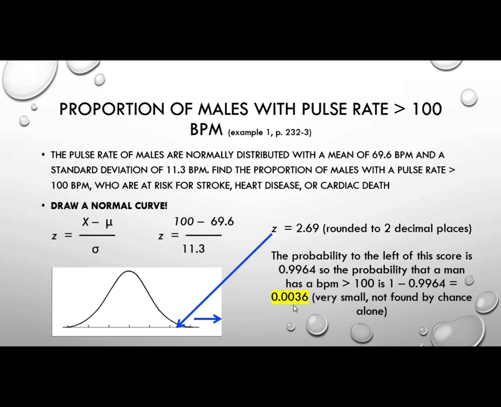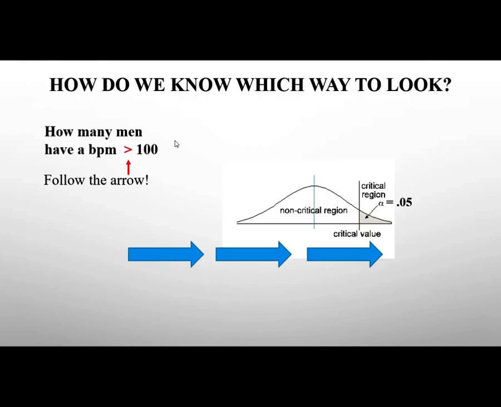If you'll recall, it's smaller than 0.05, and it's in this tail, so we would say that that is a significant finding, a significance. Okay, so how do we know which way to look? It says how many men have a BPM greater than 100. We're just going to follow the arrow. We're going to go in this direction. We want to know how many men fall in this range, but because our textbook only shows us this, we have to do 1 minus.